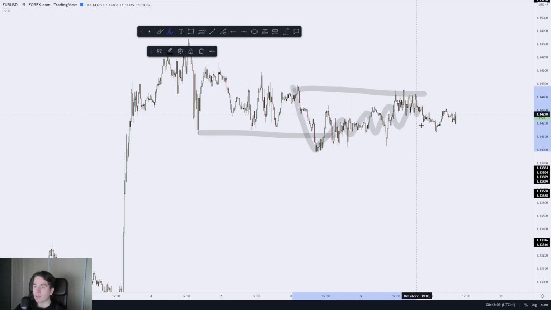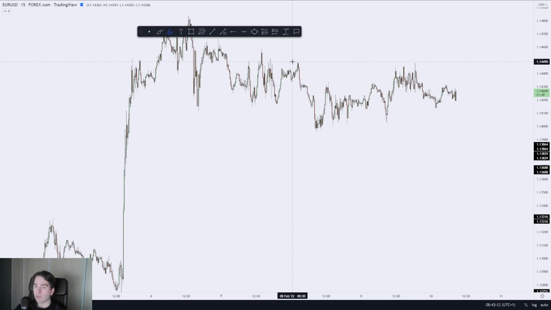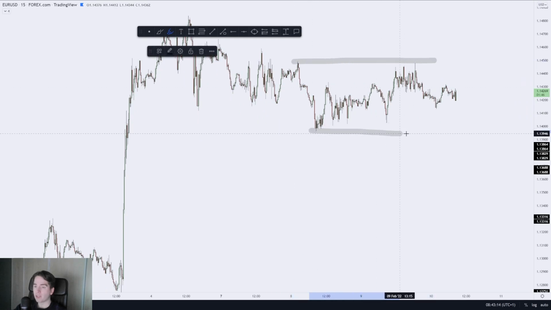So everything inside of here is still pullback. This is currently our 15-minute swing high. This is currently our 15-minute swing low.